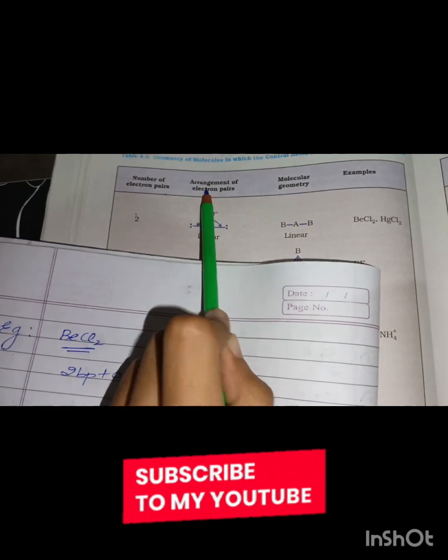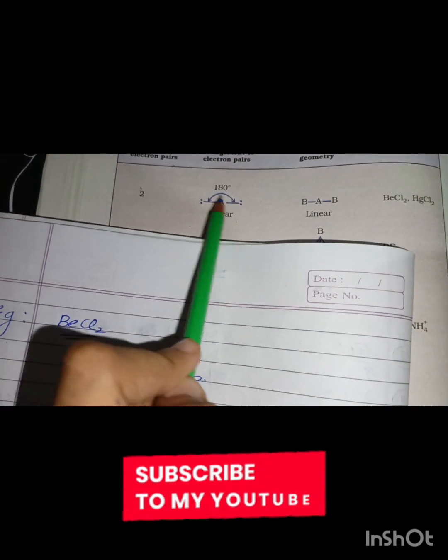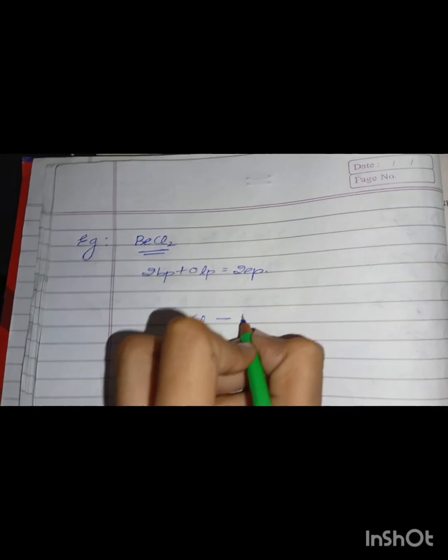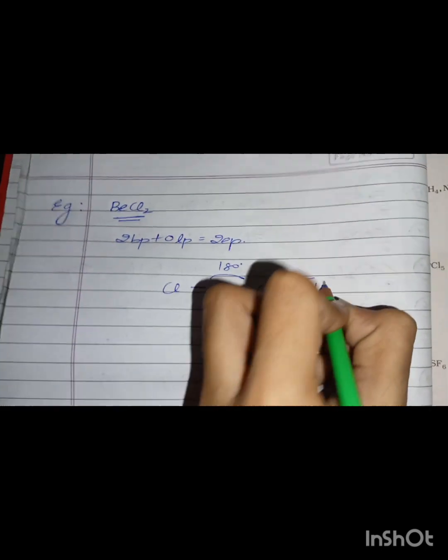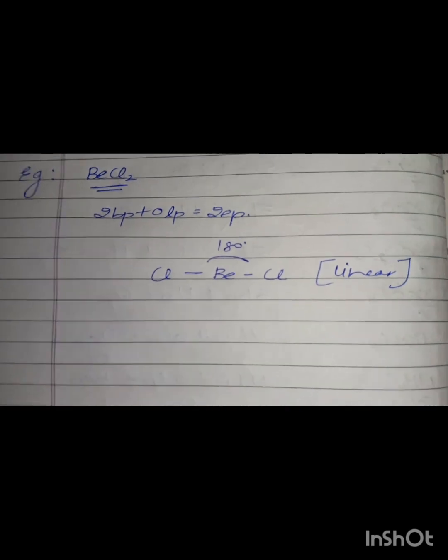So if the number of electron pairs is 2, then the geometry will be linear and the angle between the electron pairs will be 180 degrees. So we will place the atoms like this, and the angle between them is 180 degrees, and this arrangement is known as linear arrangement.